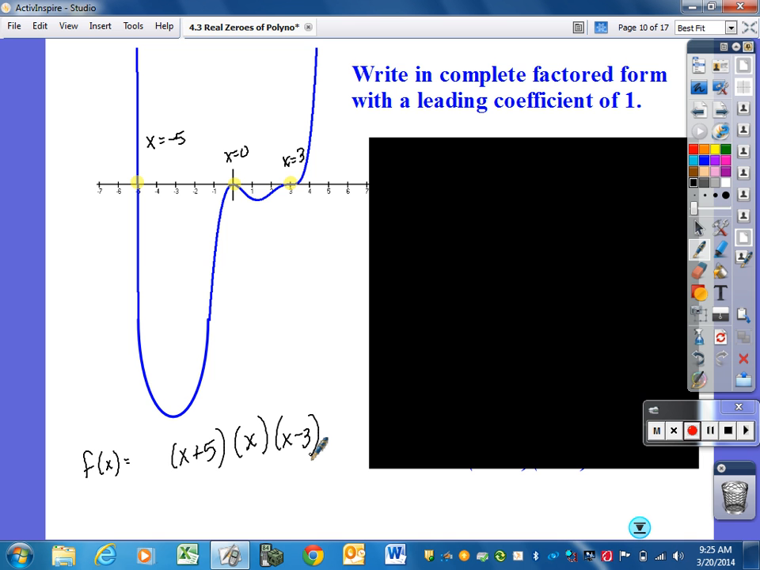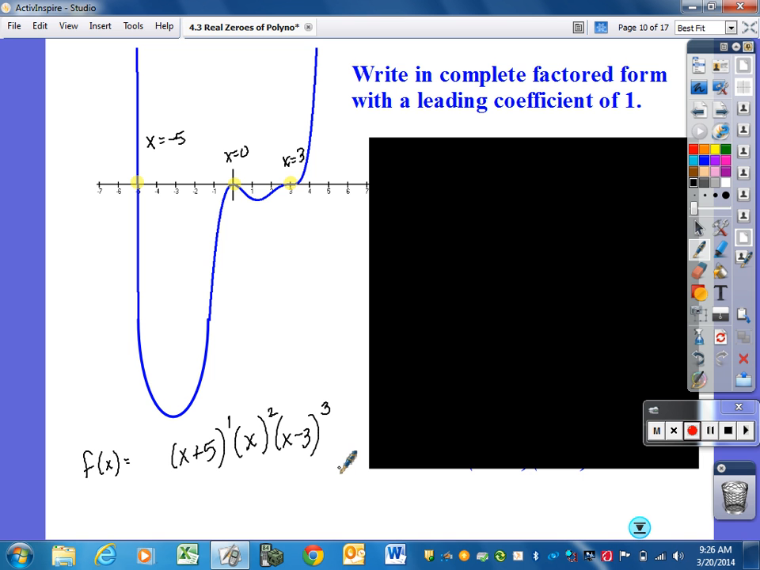Now, here the graph crossed over the x-axis. So that would be a single root, because it crossed over straight, not flat. Here, it just touched the x-axis. So you know it has to be a double root, an even root. Here, it crossed over and flattened out. So that would have to be an odd root. And since it flattened, it has to be more than 1.